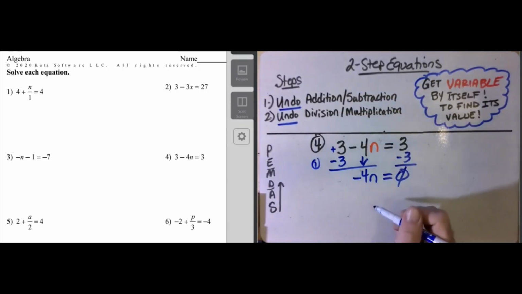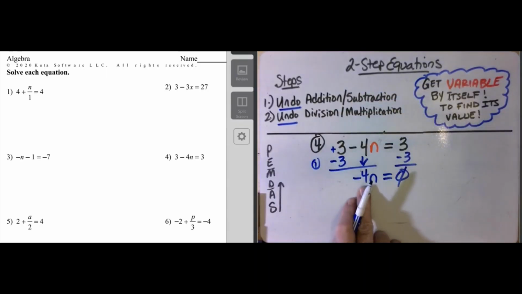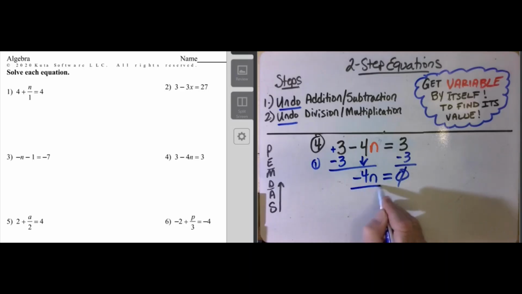Now we want to undo division or multiplication. This term is a -4n, so they're multiplying a -4 times n. We do the opposite. There's not a fraction at this point, so you make it a fraction with whatever is next to the variable. Whatever you do on one side of the equal sign, you have to do to the other.